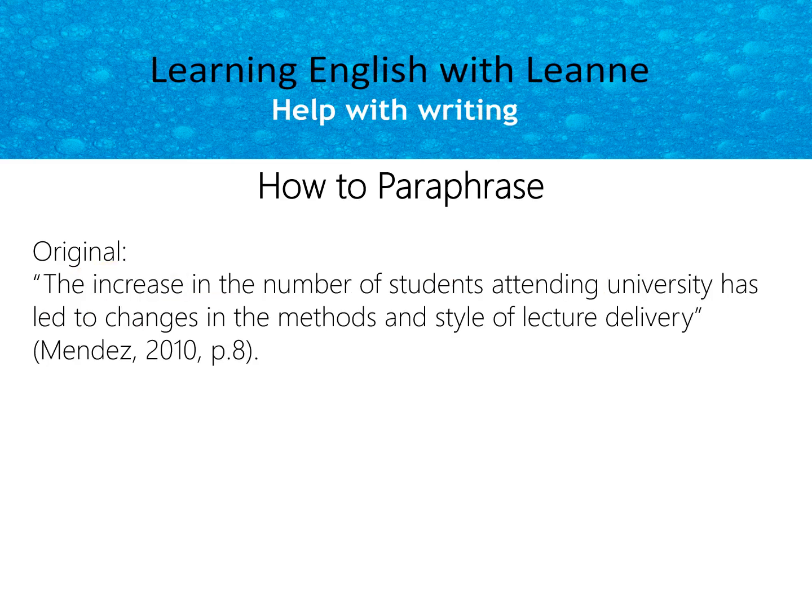Here's another example. So I've got the original text here again. So the first thing I want to do is highlight the keywords in this piece of writing. An increase, students or number of students maybe, attending university, where is this happening, has led to changes. Changes could be important, but what has changed?